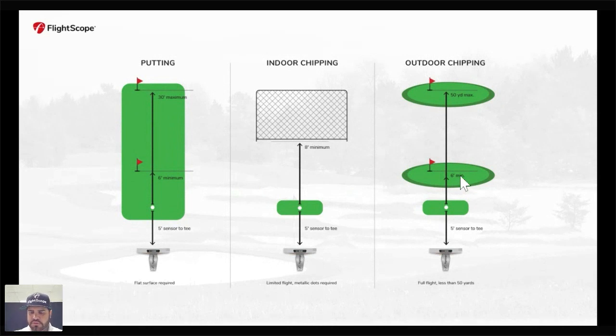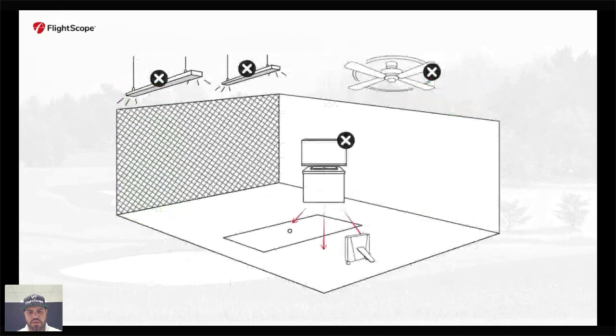So we'll continue along. Now, some things to consider when you're indoors. This is radar. Radar is sensitive. It can see things that are moving in the environment, and that includes lighting.